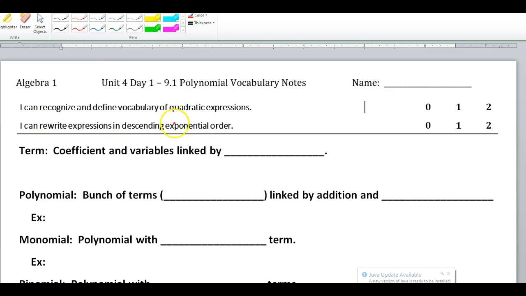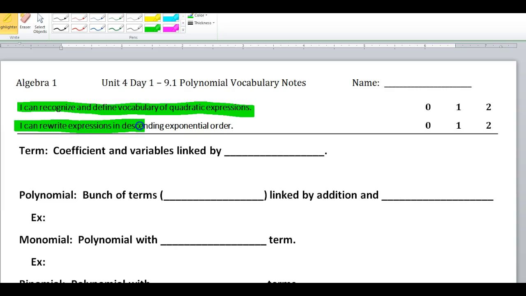So let's begin. This lesson is all about: I can recognize and define vocabulary of quadratic expressions, and I can rewrite expressions in descending exponential order. And you'll see that we call this standard form in a few minutes. Right now, take a few seconds to rate yourself on each of those I can statements, and let's begin.